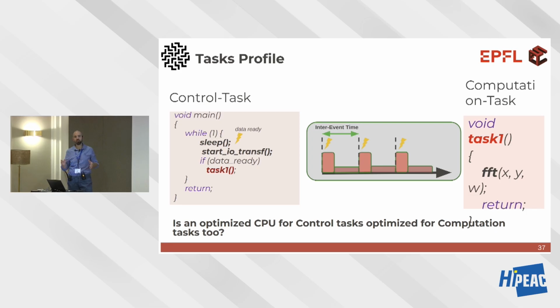So if you want to design a very energy efficient CPU for this first task, or a very energy efficient CPU for the other task, so the FFT, will this CPU be exactly the same? And what would you change between the two?